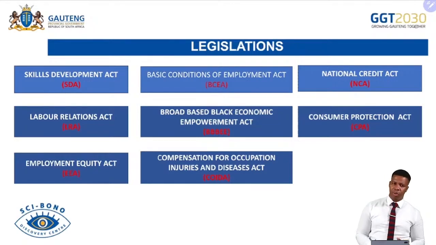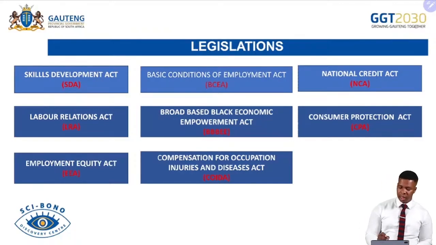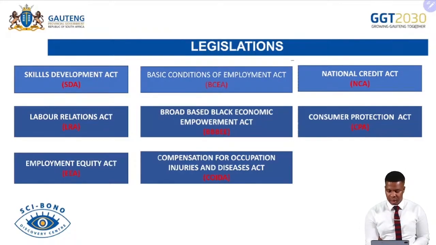So you should further know how to identify each act from a scenario. You should know the purpose of each act. You should know the impact of each act. When we're talking about the impact, we are talking about the positives and negatives for each act. You should know ways to comply. You should also know discriminatory actions according to each act, and further know the penalties for non-compliance.